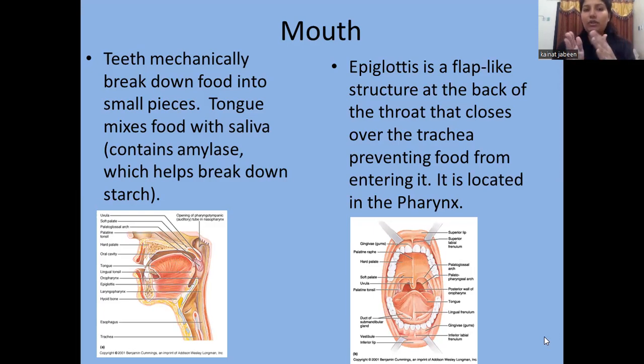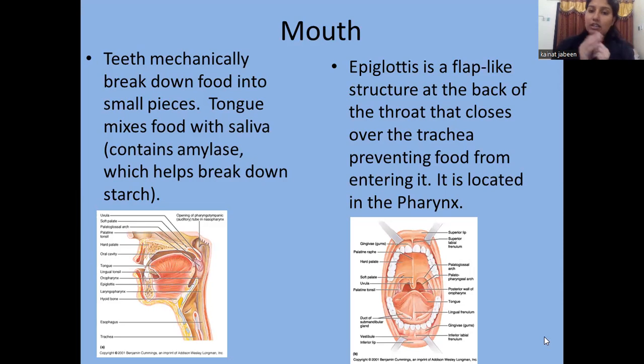Next, from the mouth, like the teeth, the next thing is the epiglottis that is present in the pharynx. Here is the tube that starts from the end of the mouth. That is the pharynx, which contains an epiglottis. The epiglottis is a flap-like structure at the back of your throat that closes over the trachea, preventing food from entering it.